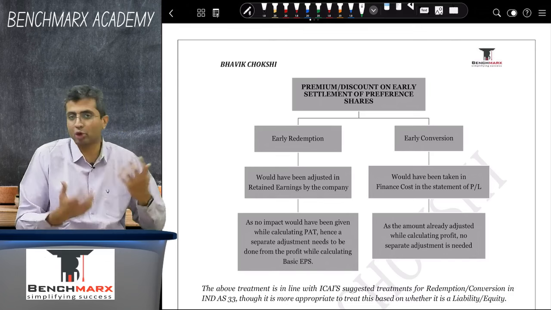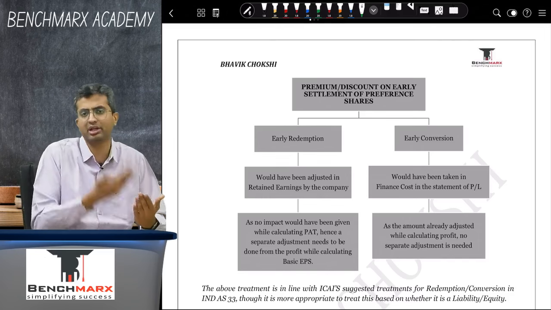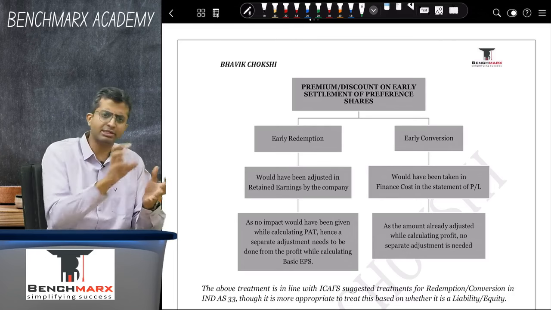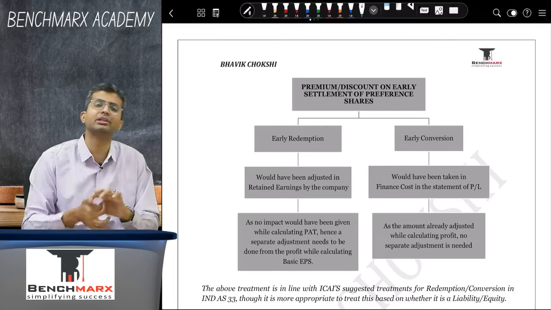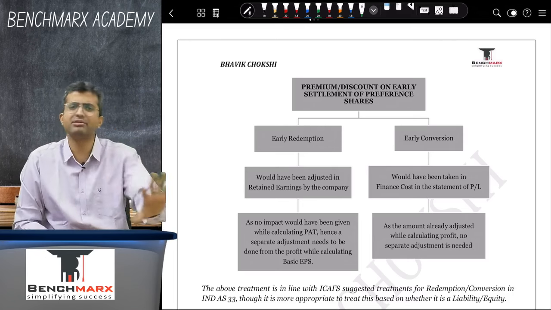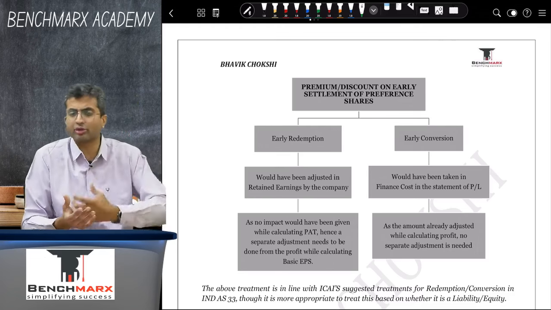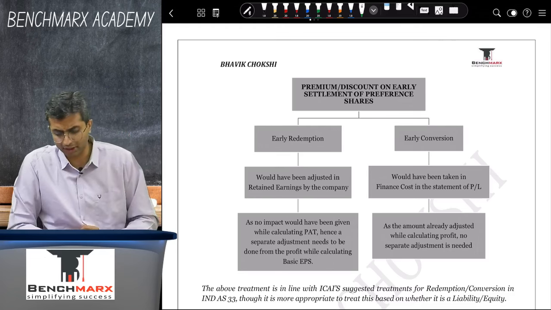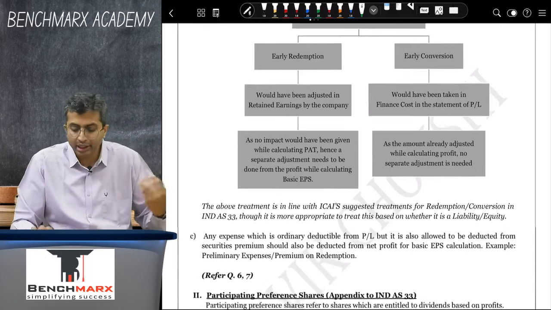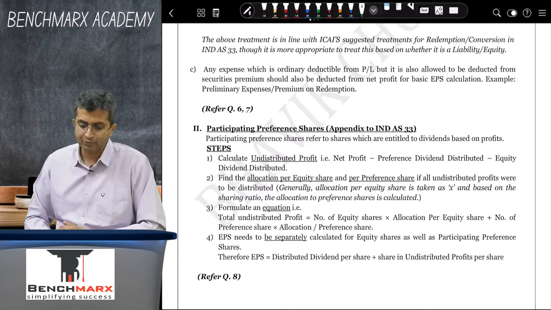In my opinion, that is not always correct, because ideally if there is an early redemption also, you have to figure out whether that preference share was in the nature of liability or equity. But nevertheless, the institute assumes that it would have gone into the retained earnings, and hence we should deduct them separately. For consistency, we follow the same treatment. For early conversion, it assumes that whatever is the gain or loss on early conversion would have gone into the profit and loss account, and hence no separate adjustment is done. So this is a slightly contentious point, but for the exam, we follow the way the institute has solved.